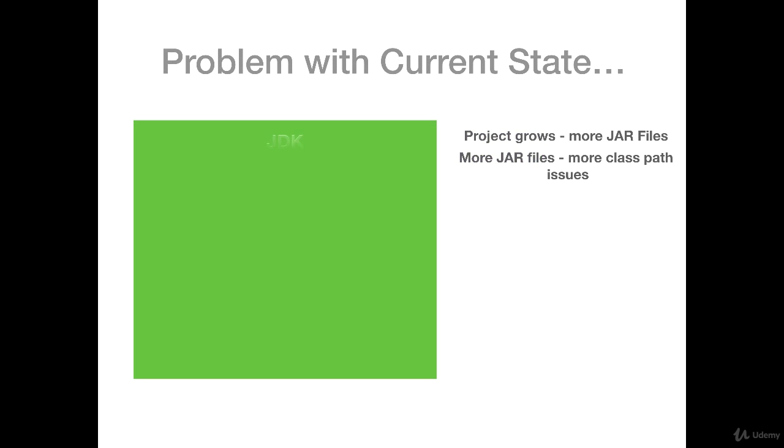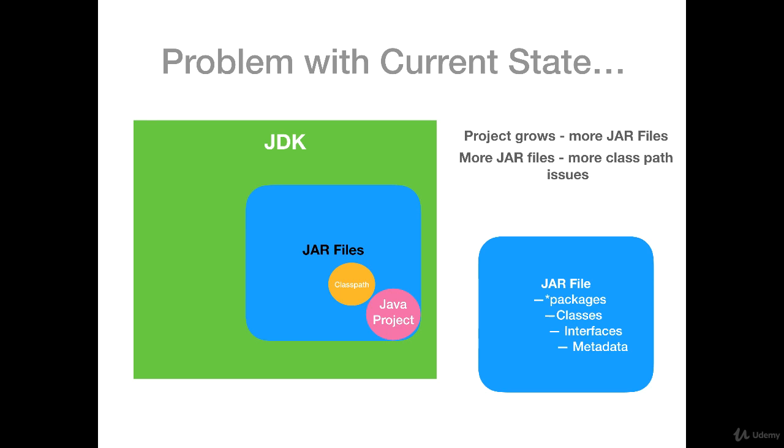We have this structure that I've just shown you: the JDK, jar files, and our Java project, and of course this class path that connects our jar files with our Java project. By the way, a jar file is essentially just a zip file that contains packages, the way we organize classes in Java. So we have packages which contain classes, interfaces, and any other metadata that will make our project run smoothly. Those are the dependencies or libraries that we need to make our project run. That's what a jar file is in this case.